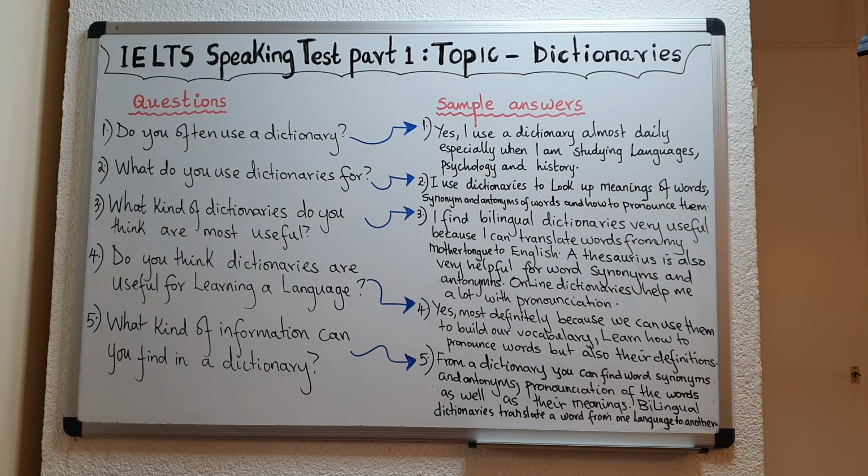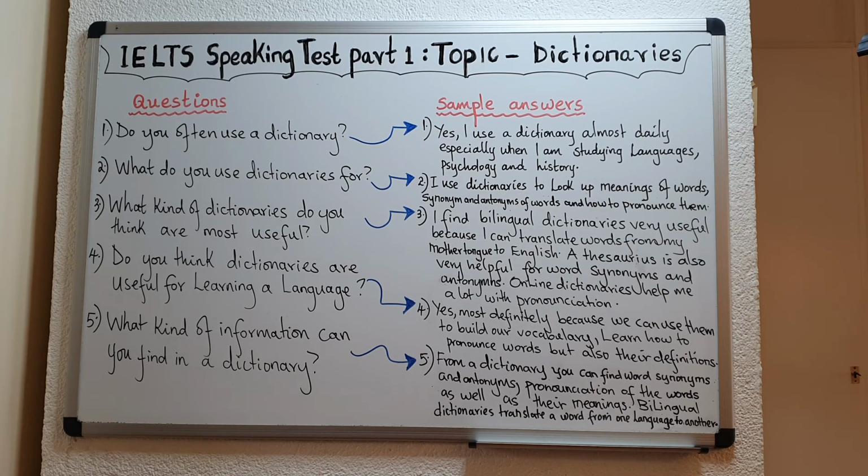So this is the sort of information that you can find in a dictionary. You can find word synonyms and antonyms. You can also find how to pronounce the words, but also you can find the definitions or the meanings of words. And if you're using a bilingual dictionary, you can actually find a translation of the word from one language to another.